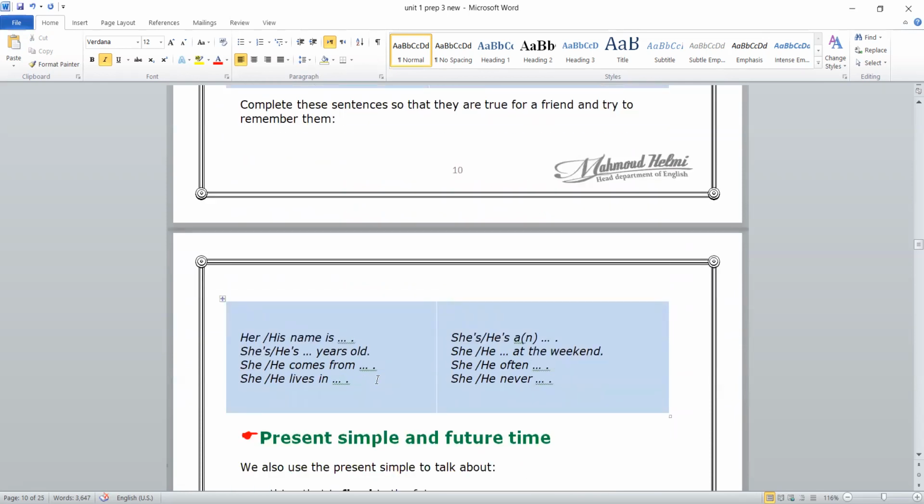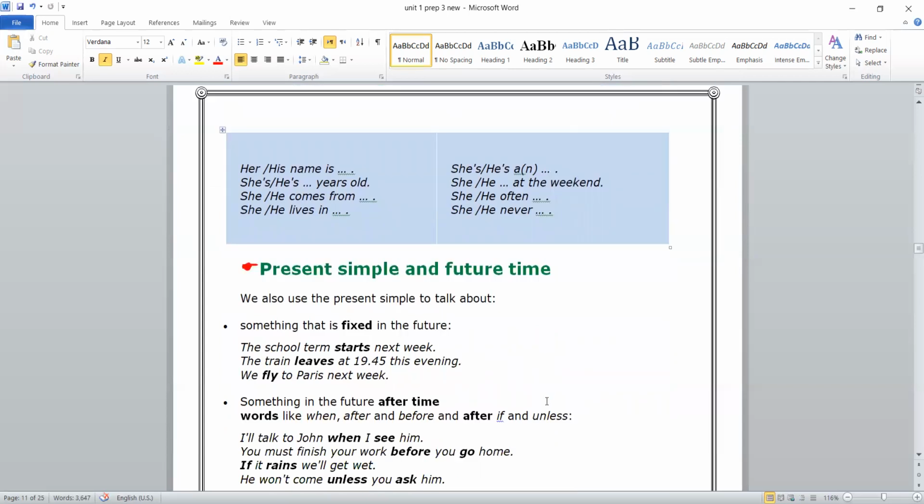Complete these sentences so that they are true for a friend and try to remember them. His or her name is Sarah. She is a nurse. She is 15 or 25 years old. She comes from Alexandria. She lives in Hanoville. She is a doctor. She goes to the beach at the weekend. She often goes to the cinema at the weekend. She never plays computer games.